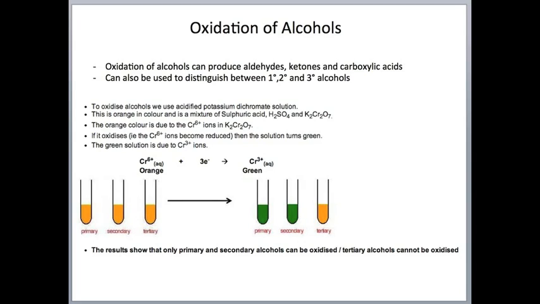If it is oxidized, the Cr6+ ions become reduced, so the solution will turn green. The green color is due to the Cr3+ ions being present. If we use this test, the results will only show primary and secondary alcohols. Tertiary alcohols can't be oxidized, so there will be no color change. We'll now discuss in more detail what happens with the 3 types of alcohols when they get oxidized.